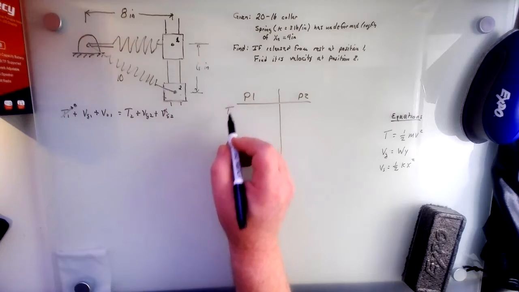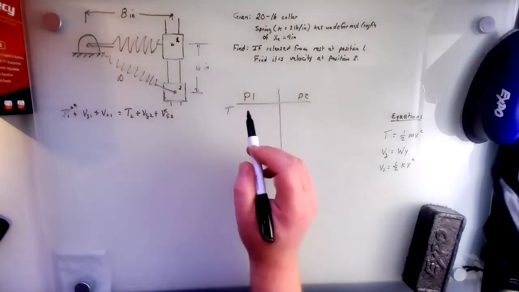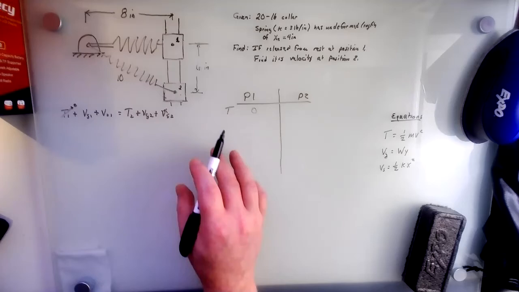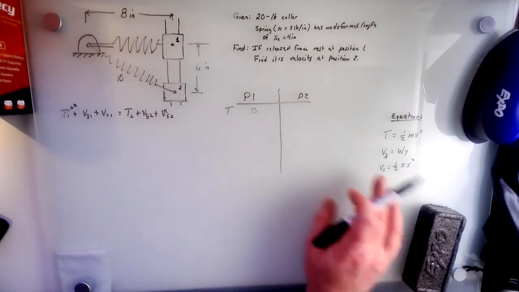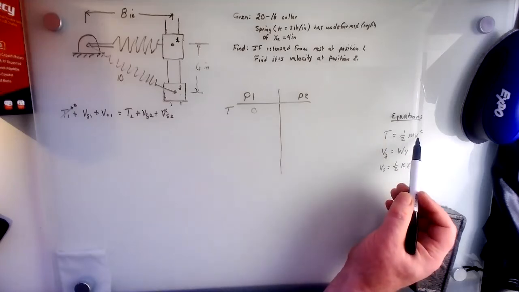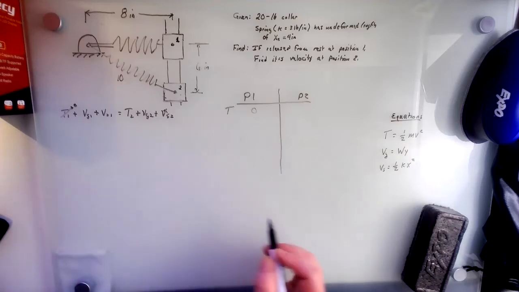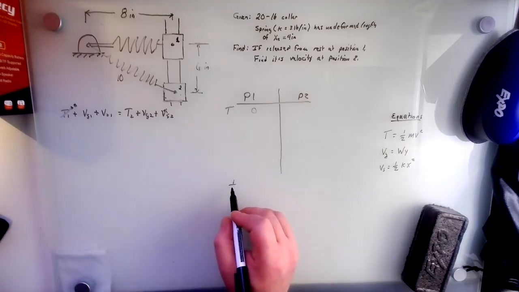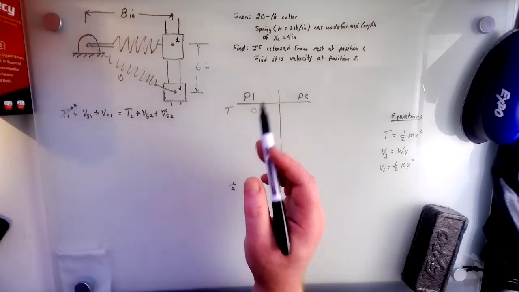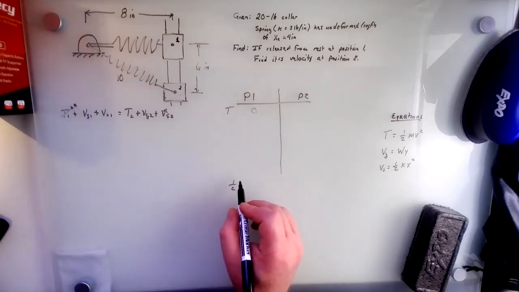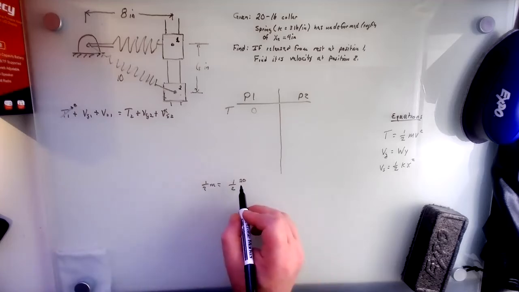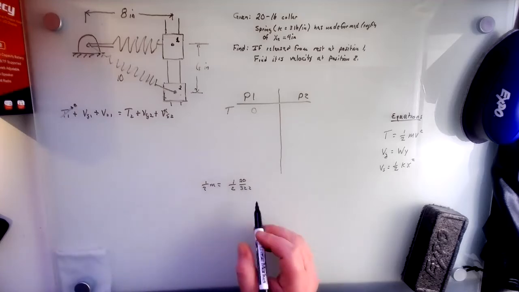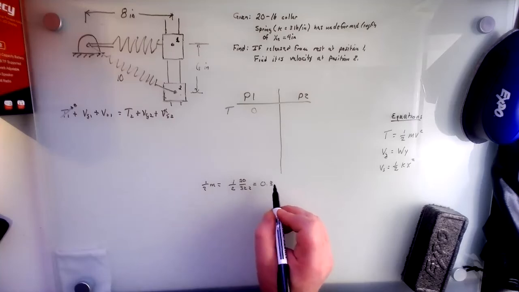Well, let's see. T at position 1, it's at rest, so this is 0. At position 2, this is the point of what we're trying to find. We're looking for velocity. We don't have velocity, but we do have 1/2 m. So let's add that up. 1/2, and the mass is W over G, right? So 1/2 of m equals 20 over 32.2, and that's going to give us 0.31.